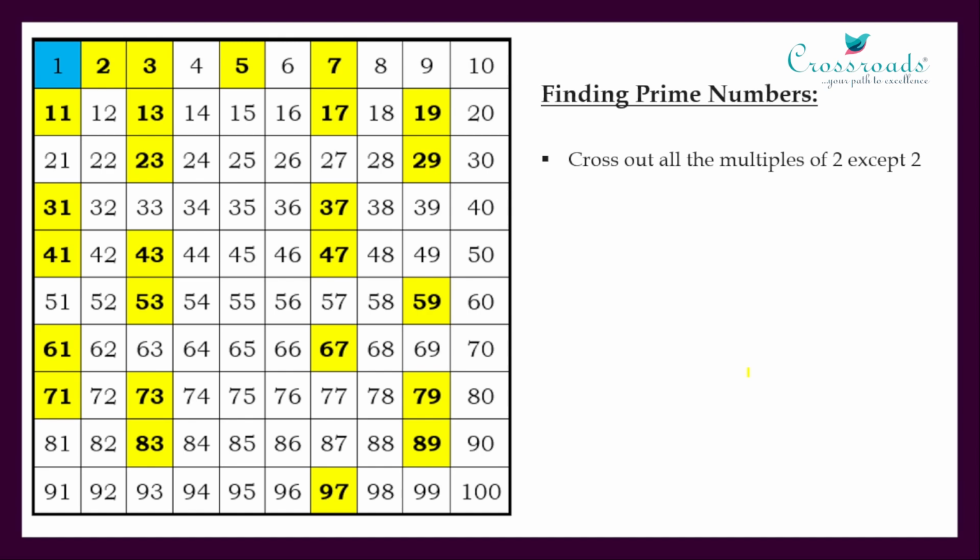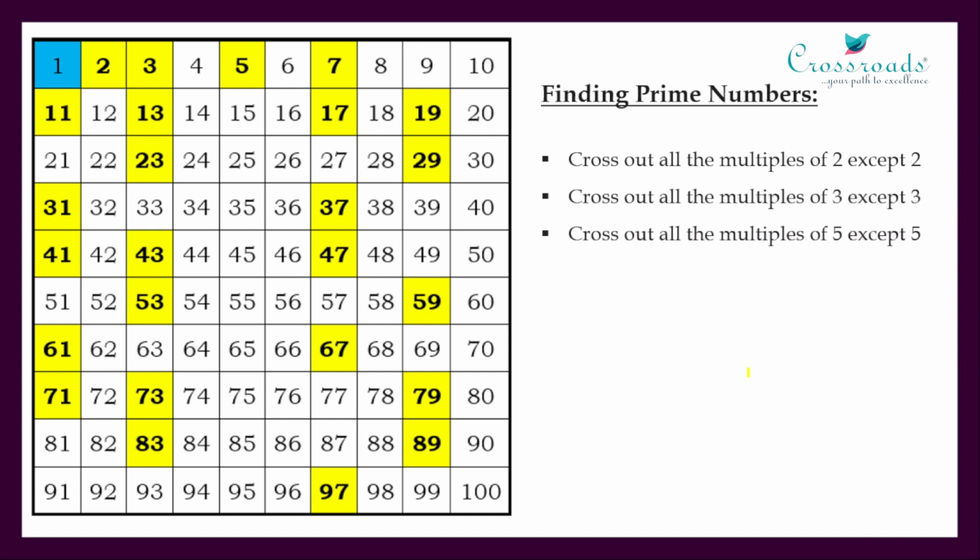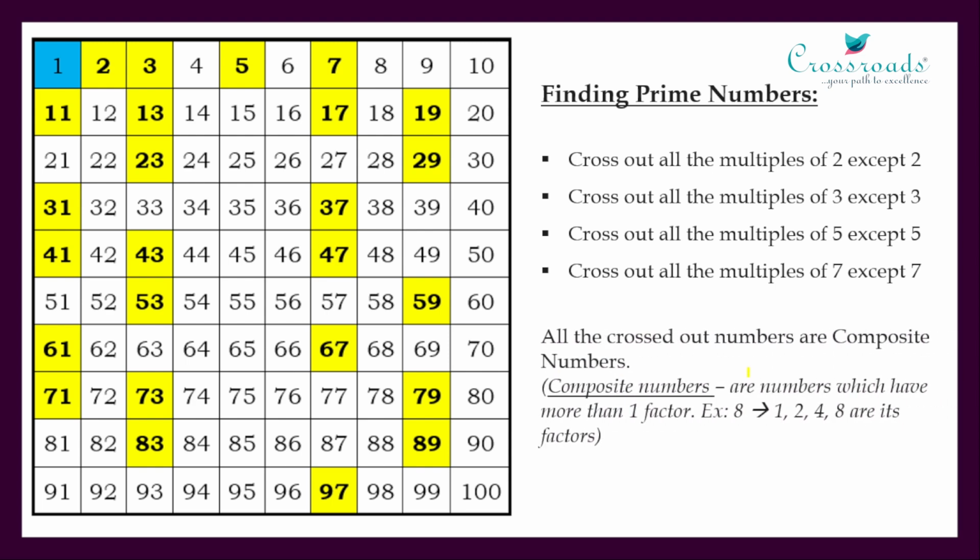So there's one more way of doing it also. When you take a chart of 1 to 100, cross out all the multiples of 2 except 2, cross out all the multiples of 3 except 3, cross out all the multiples of 5 except 5, cross out all the multiples of 7 except 7 as such. So by the time you do this, you will be left with only prime numbers in the chart. So all the crossed out numbers will become composite. The non-crossed out numbers will be prime numbers. Right?